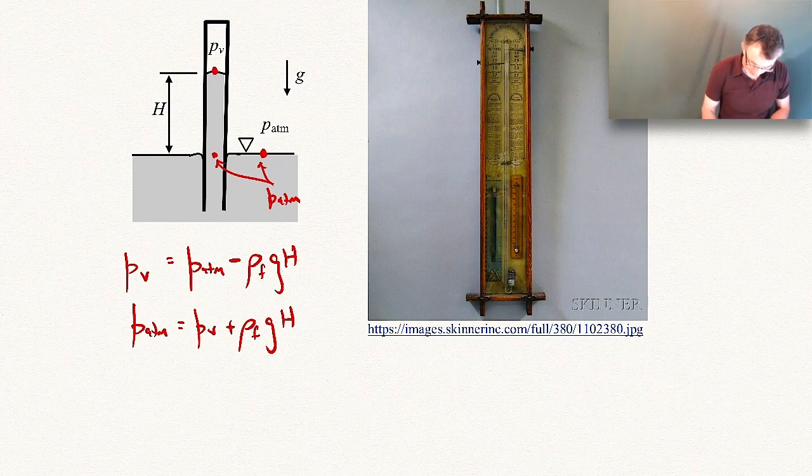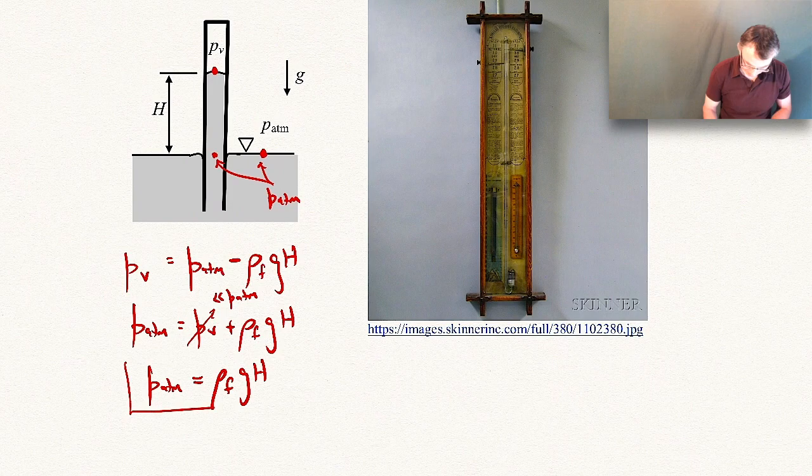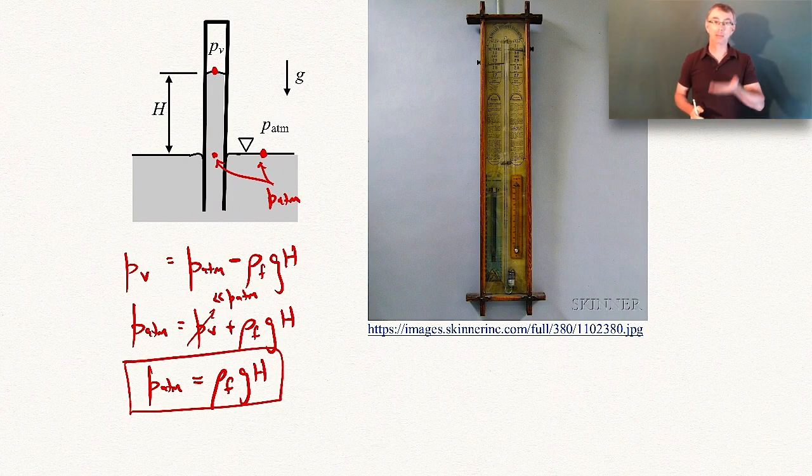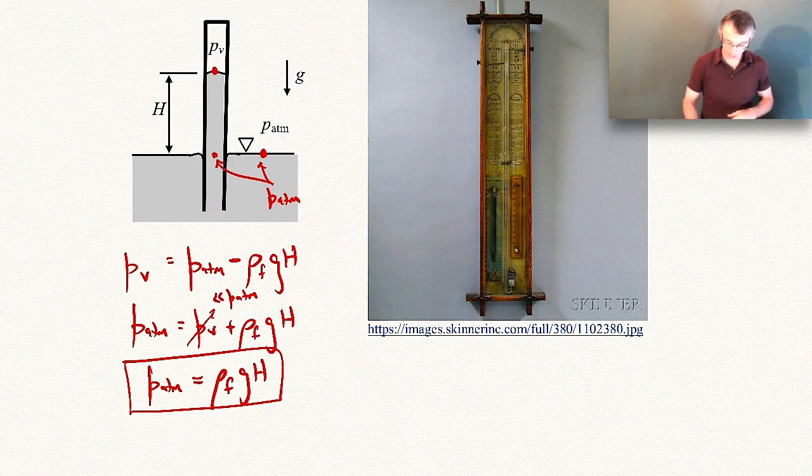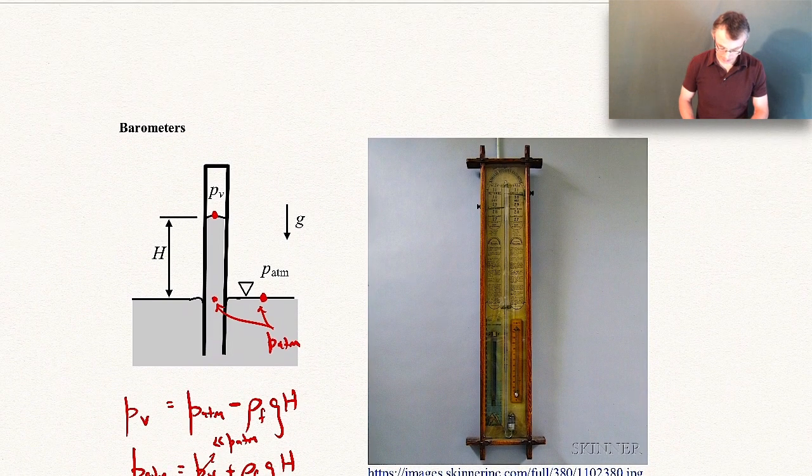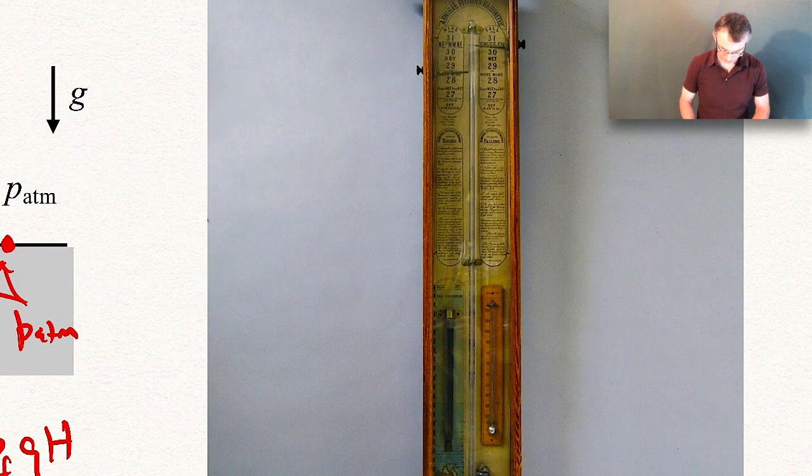So we'll just say that the vapor pressure is much, much smaller than P atmosphere. So that P atmosphere is roughly equal to density of the working fluid times g times h. So by measuring the height of the column of fluid and knowing the density of that fluid, we can calculate what atmospheric pressure is. So that's how a barometer works. And I show a picture of a barometer over here on the right-hand side.